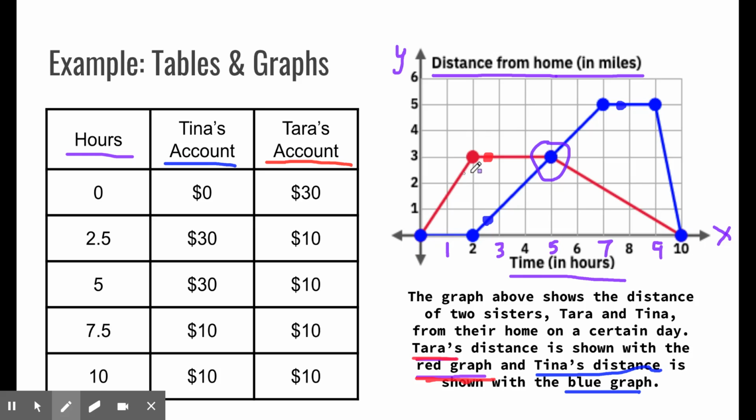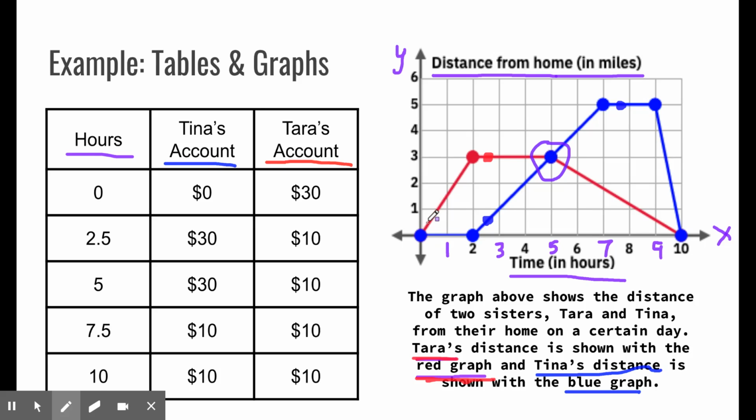So it's possible that Tara went 3 miles north and was 3 miles north from home after 5 hours. And then Tina could have gone 3 miles south and been 3 miles south after those 5 hours, in which case they are 6 miles apart, and not in the same location at all. So again, all that a point of intersection tells us is that we had the same value for our quantities. At 5 hours, both Tina and Tara were 3 miles from home. Sorry, you should be specific there.